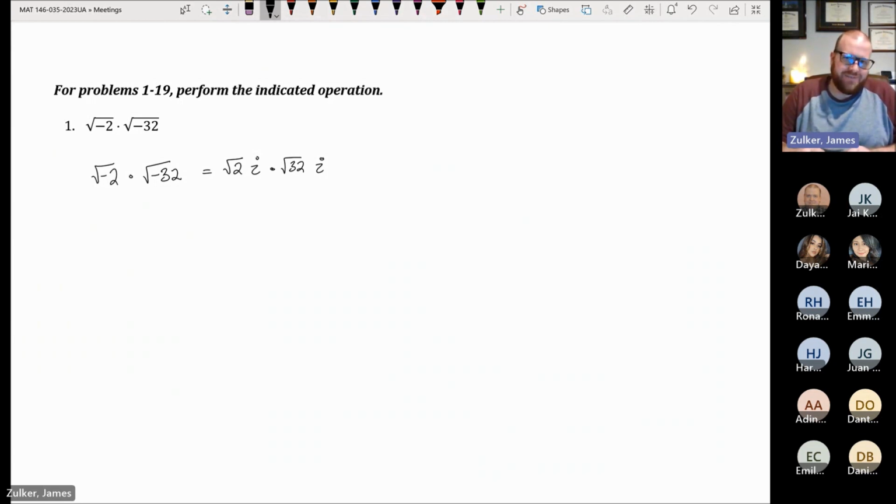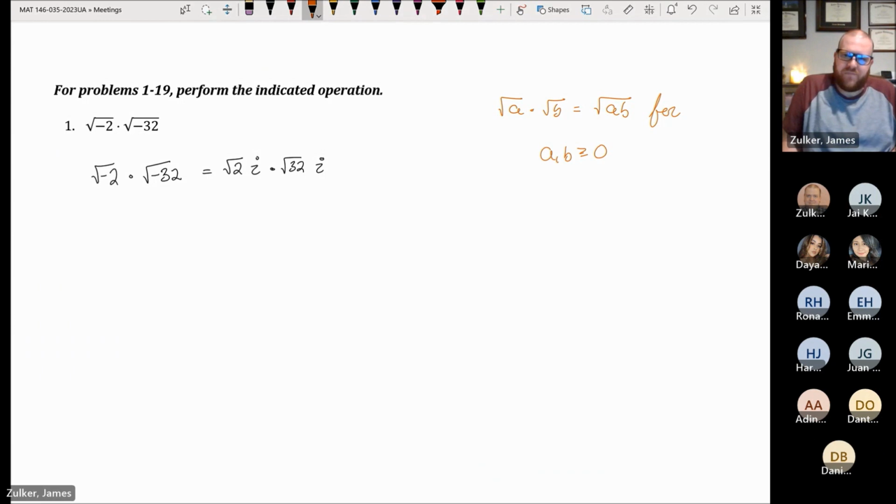So I know what you did to get 8. You're only allowed to do that if your numbers are positive. This property that you used is only valid if A and B are greater than or equal to 0. So first, write them as complex, because they are complex. Square root of -2 would be the square root of 2 times i. Square root of -32 would be the square root of 32 times i.